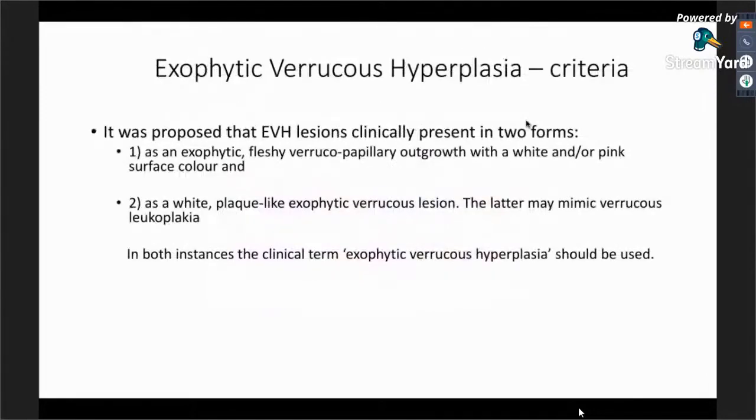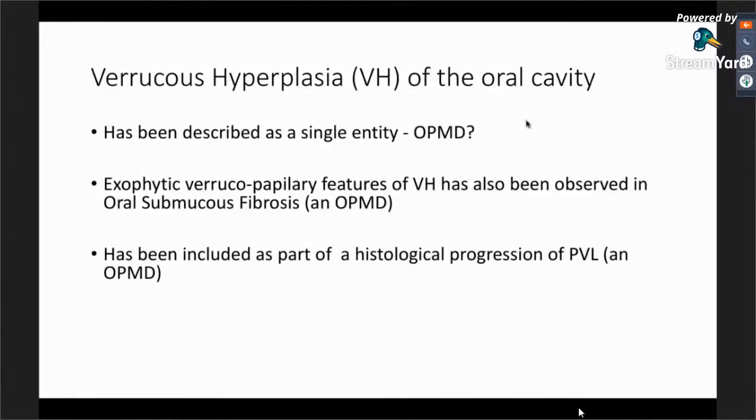So it is proposed that exophytic verrucous hyperplasia lesions clinically present in two forms: as an exophytic fleshy verrucopapillary outgrowth with a white and or pink surface color, and as a white plug-like exophytic verrucous lesion. The latter may mimic verrucous leukoplakia, and in both instances, we decided that it can be called exophytic verrucous hyperplasia. And we can describe this verrucous hyperplasia as a single entity, and that's the question. Is this an oral potential malignant disorder? Is it not? And there is no agreement on this yet.